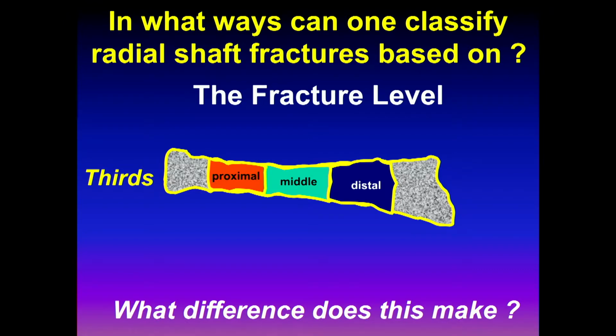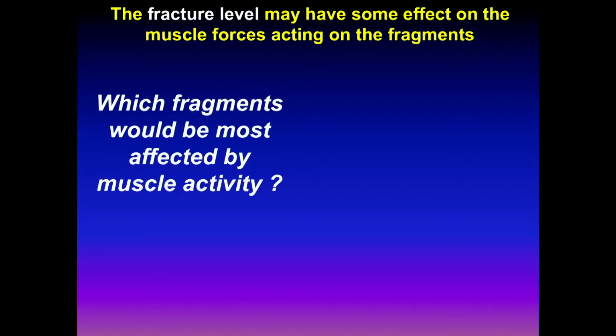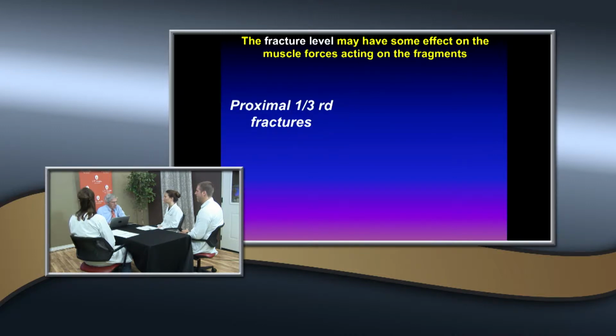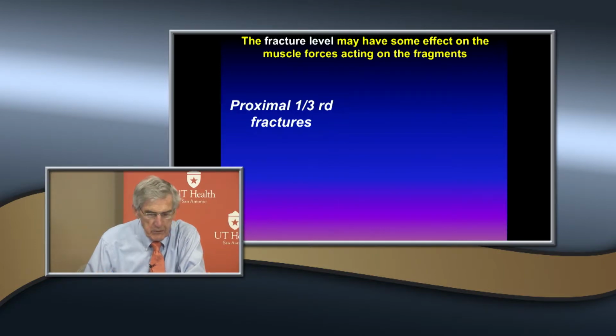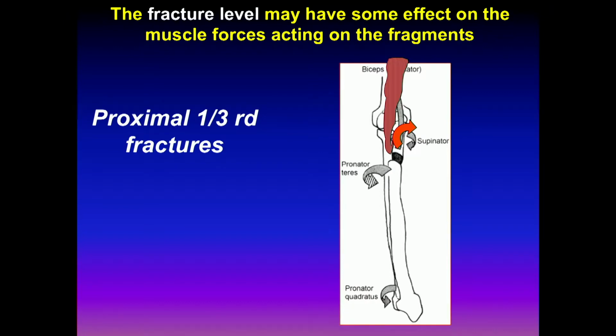So, what difference does this make? Well, the fracture level may have some effect on the muscle forces, as we talked, acting on the fragments. And which ones are most affected by muscle activity? We just went through that. It's the proximal one, the proximal 1/3 fractures, because the muscle is attached to that proximal 1/3. And here again we go through this. It causes external rotation, the biceps and the supinator combined. And this one causes it to pronate just a little bit.